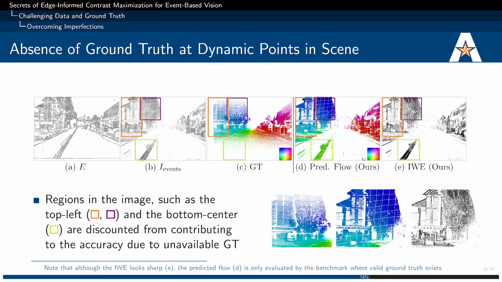Additionally, we note that accuracy evaluations on the DSEC benchmark can be misleading due to unavailable ground truth. Note that the periphery of the visual field has dynamic scene points that generate a lot of events. However, the ground truth is either sparse or unavailable in these regions. Therefore, good flow estimations in these regions will not be accounted for by the benchmark evaluation. Our method produces sharp IWE across all regions in the image plane.